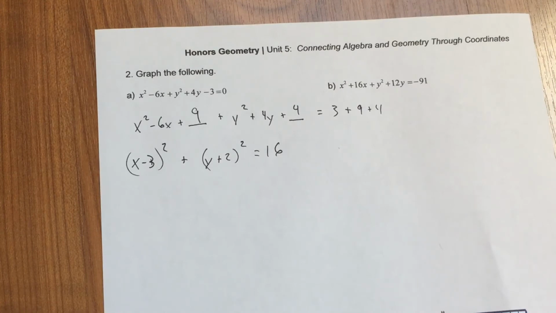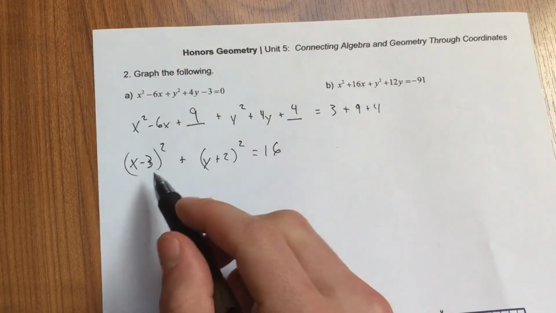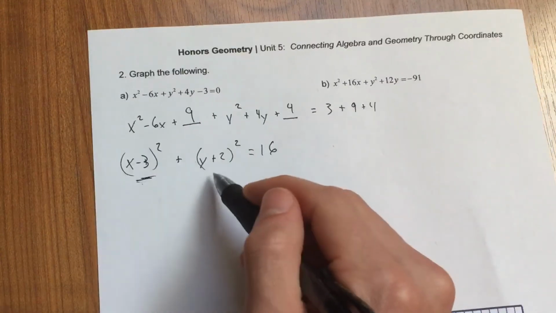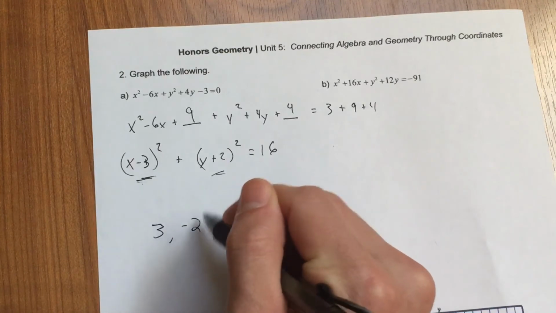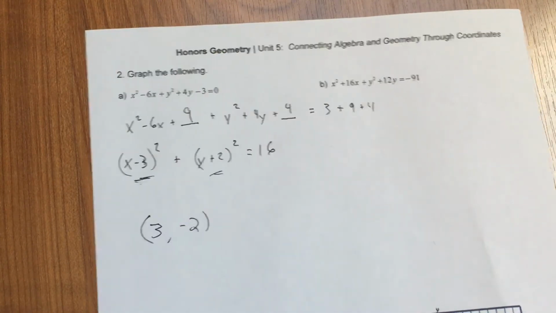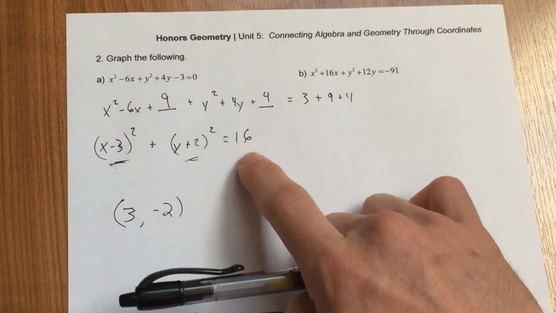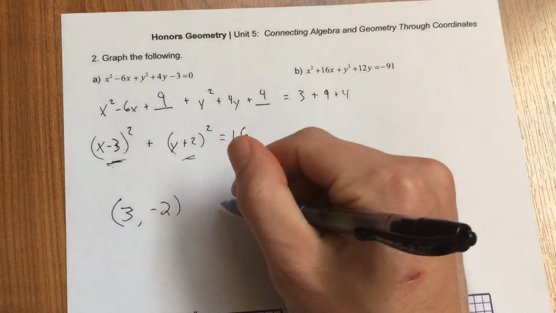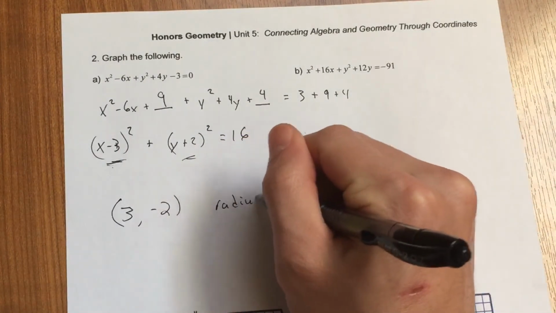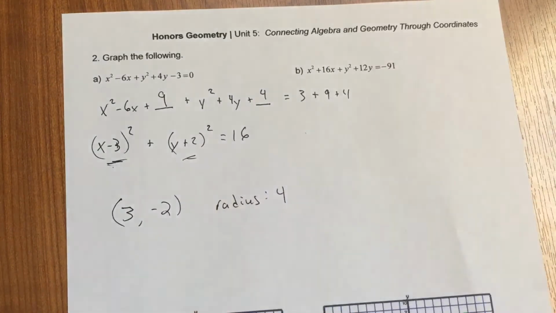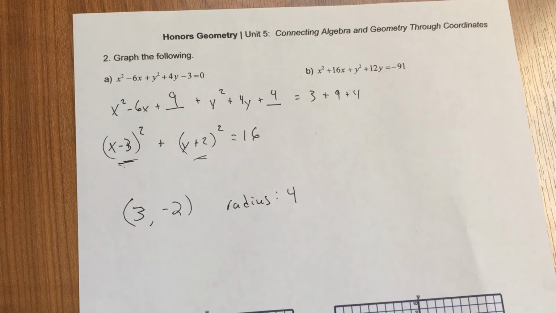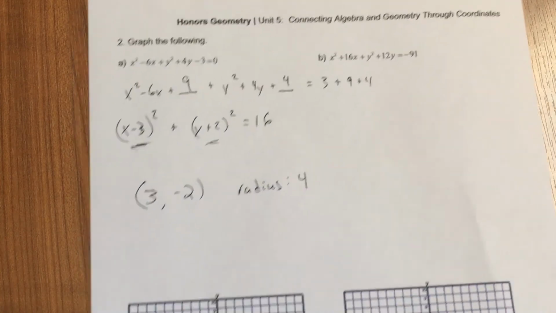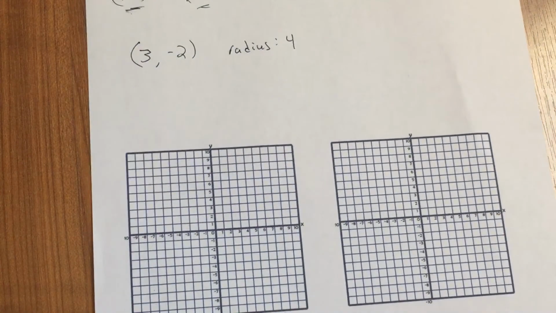Well, look at my center now. My center is given by these 2 coordinates. My center of the circle is 3, negative 2. My radius is the square root of this term. My radius is 4. Well, a circle with a center of 3, negative 2 and a radius of 4 is something that we can graph.